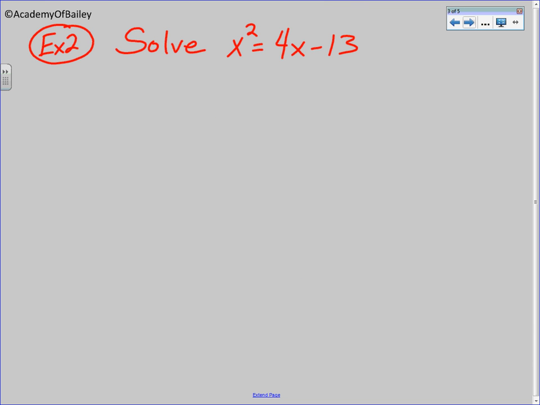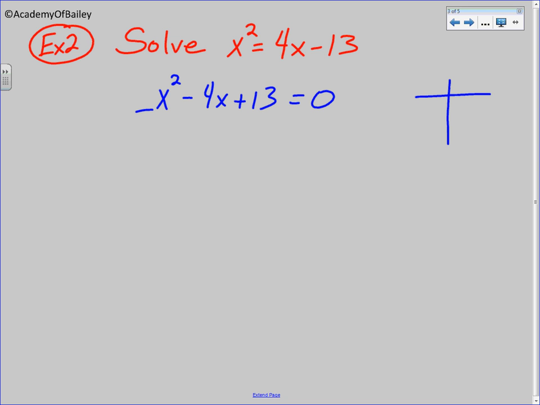Okay, let's move on to this next one. If you feel comfortable enough to do this on your own, go ahead. If not, follow along here. When we're solving a quadratic, our goal is to always start off and make everything set equal to 0.